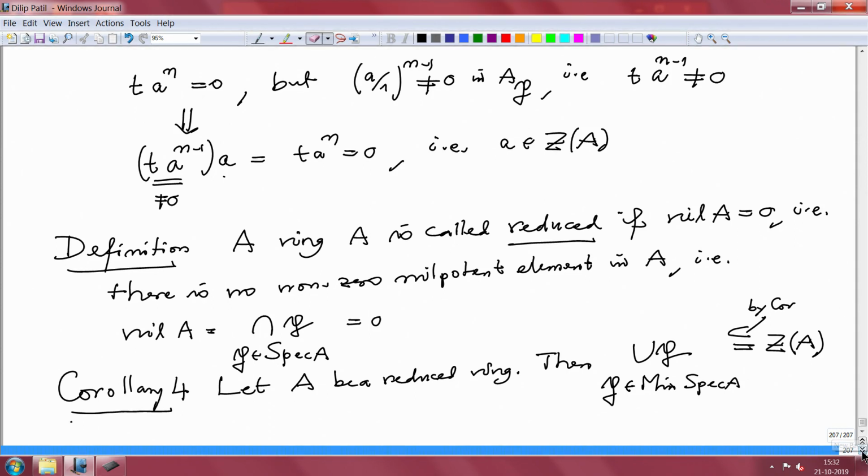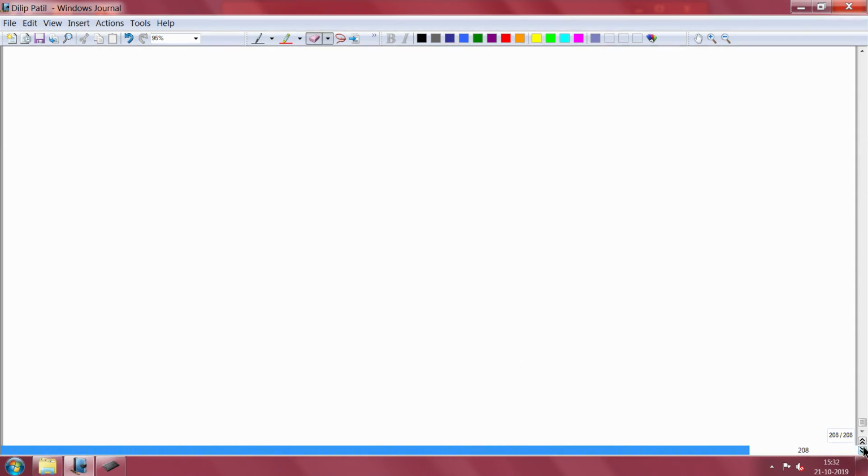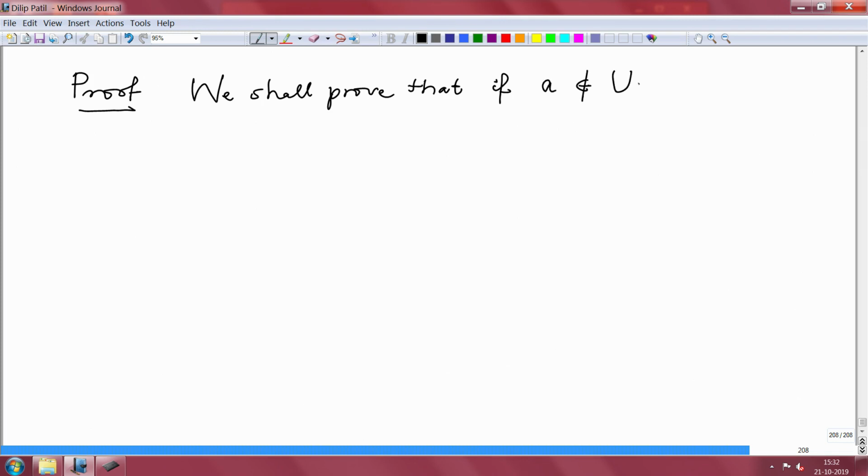Now we have to prove the other inclusion. So, we shall prove that if a is not in the union, where P is a minimal prime in the spectrum, then a cannot be a zero divisor. This is what we will prove. So, it is like a negation, a contrapositive. All right.